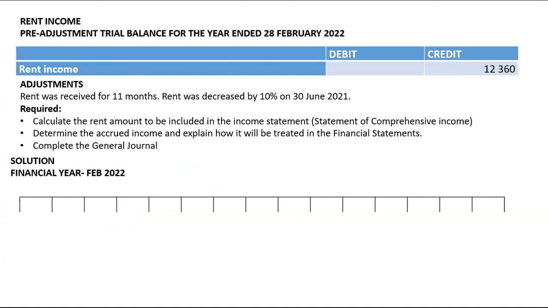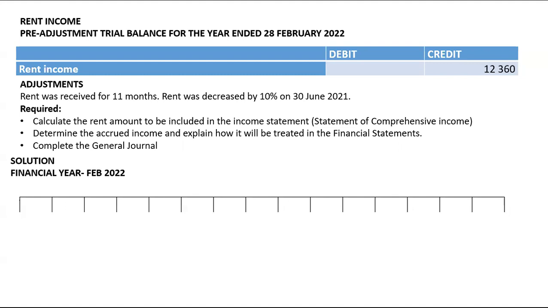Now, in example two, the financial year end is the 28th of February 2022. Rent income is 12,350, which is what has been received. But they said that 12,360, it is not for 12 months. Instead, it is for 11 months. Then they say rent was decreased by 10% on the 30th of June 2021.